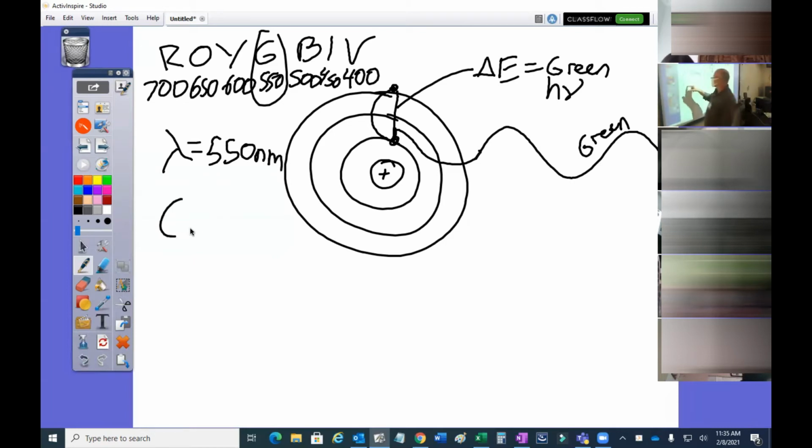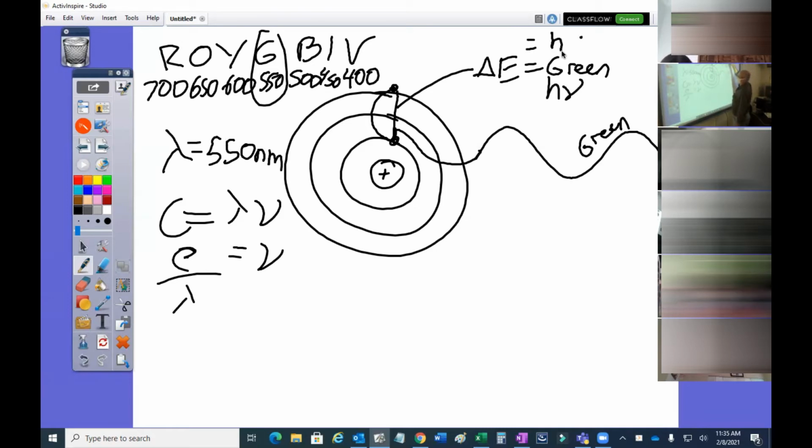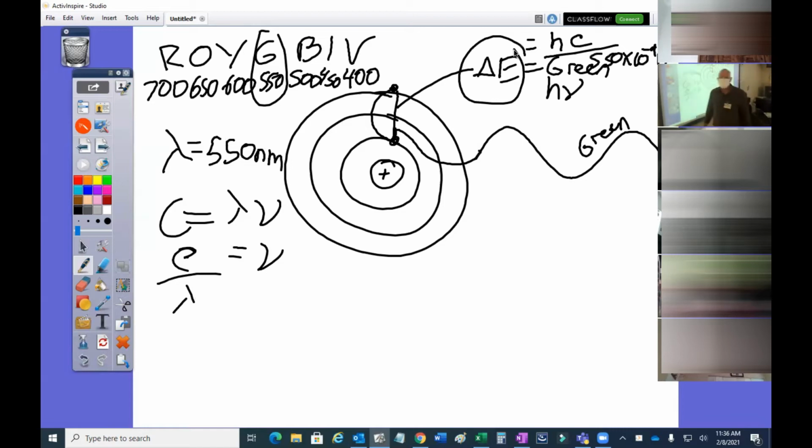Since c equals lambda nu, nu equals c over lambda. So we could say that this energy is equal to h times c divided by 550 times 10 to the minus 9 meters. When you calculate it, you get units of energy. I'm not asking you to do that right now. I mean, you should be able to, but I'm not asking you right now.